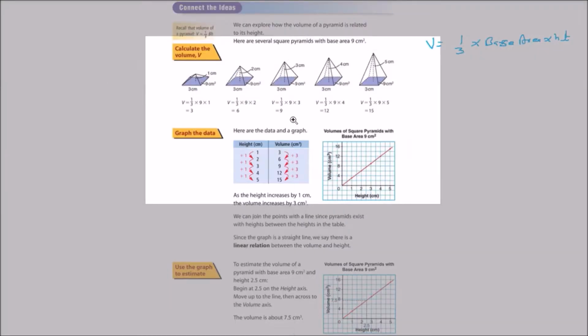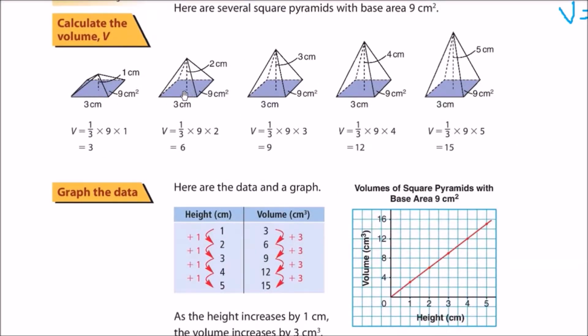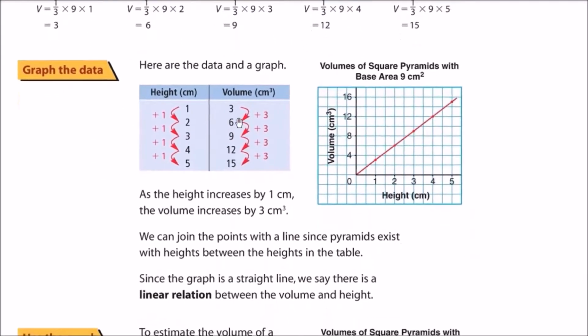So if you see here, base area is 9. All the pyramids have base area as 9, and the height is here 1, here is 2, so likewise till here 5. So we see there are certain numbers. Now let us draw, or let us show it in the graph.